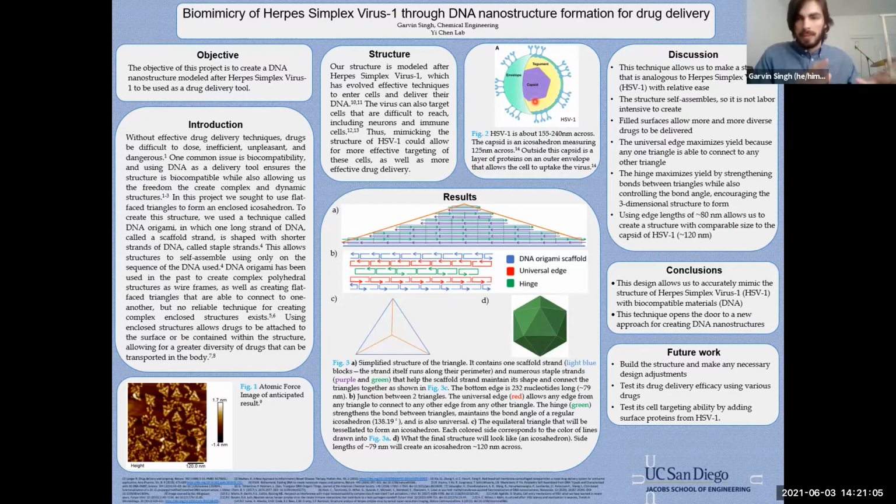It measures between like 120, 125 nanometers across. And an icosahedron is a roughly spherical shape that's made up of 20 different triangles. So our first goal here is to create those triangles. And using DNA, there's a lot of different ways we could do that. But the technique that we decided to employ for this project is called DNA origami.